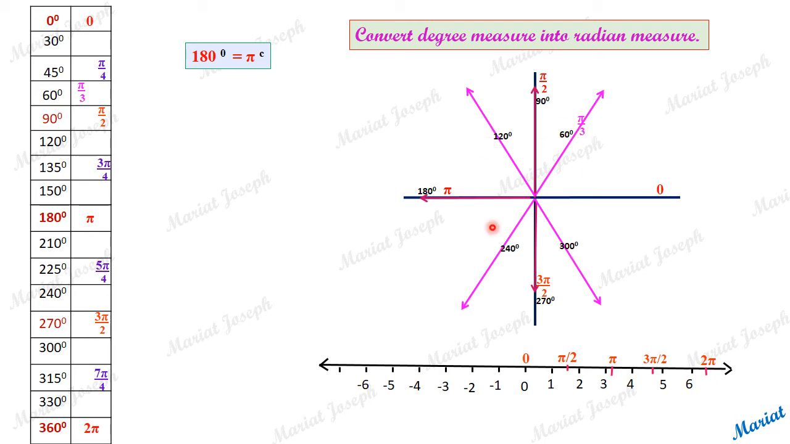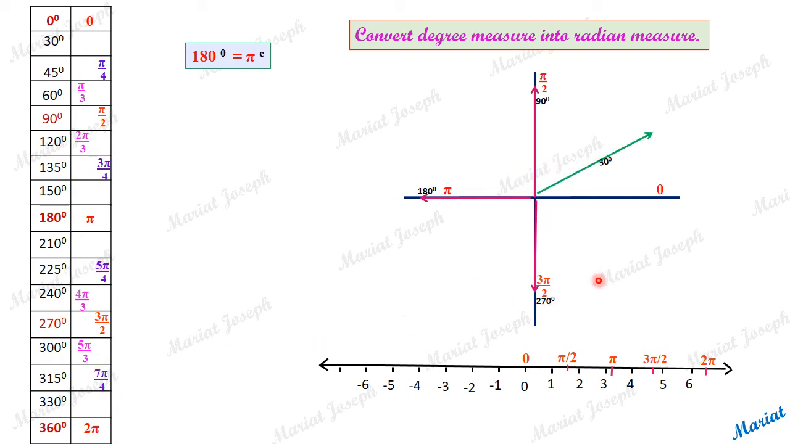So these 4 angles will be: 60 degrees, pi by 3. Here it is 2 pi by 3. It is 4 pi by 3. Skipping 3, 4 pi by 3 and 5 pi by 3. So we have the angle 60 degrees, pi by 3. 120 degrees is 2 pi by 3. Then 4 pi by 3 is 240 degrees. 240 degrees, 4 pi by 3. And 300 degrees is 5 pi by 3.